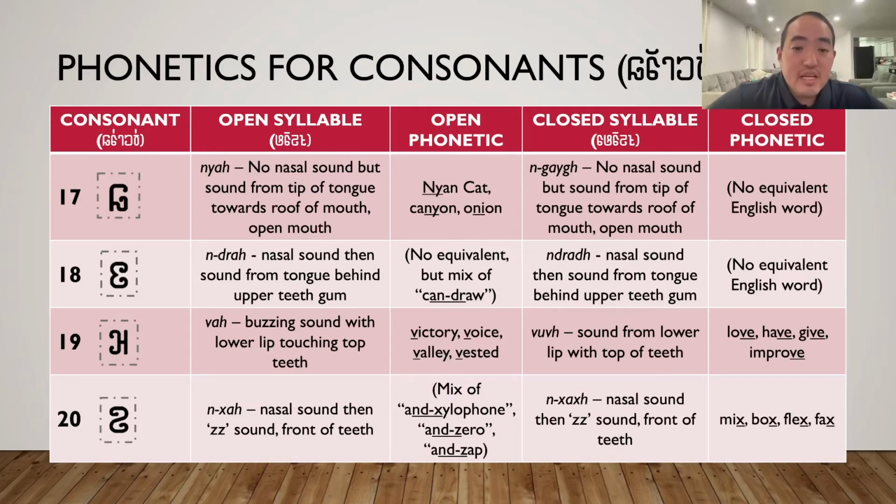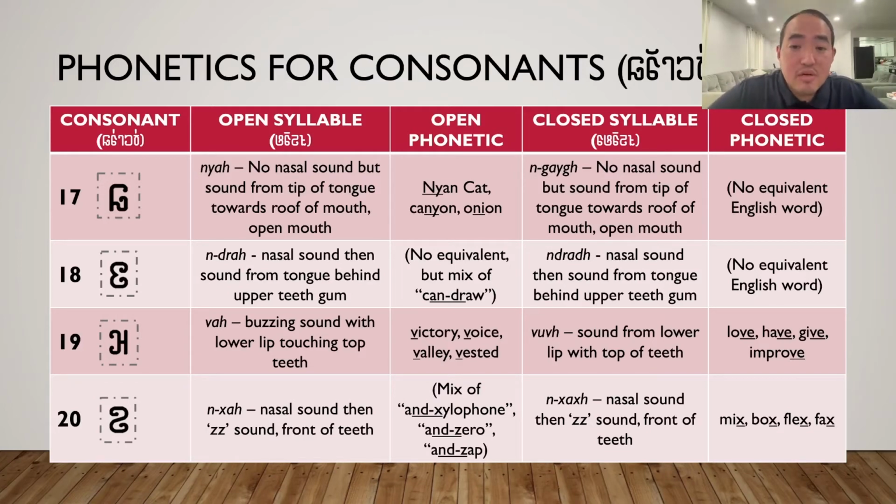Now on to number 20. This consonant is pronounced nza, nzadz, nza, nzadz. This one has a nasal sound, and then proceeding with a Z sound. Nz, nza, right? It's a mix of, I guess, the two words xylophone, or zero, and za, right? Nz, nz. And that's how you pronounce the open phonetic sound for that, right?